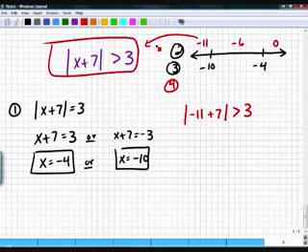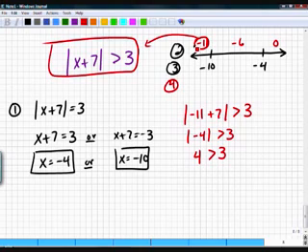Then we're going to plug in negative 6. Then we're going to plug in 0. We're going to see which ones work. Absolute value of negative 11 plus 7. Does anybody know what negative 11 plus 7 is? Absolute value of negative 4 is greater than 3. What's the absolute value of negative 4? 4 is greater than 3. Is that true? Yes. I'm going to circle it.